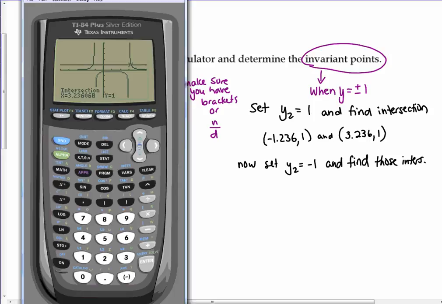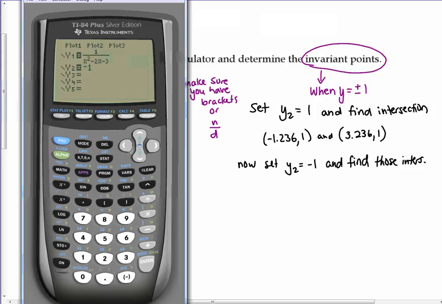So it's less confusing for your calculator if you do one at a time, instead of going y2 equals 1 and y3 equals, unless you turn off the equal signs. All right. Second trace 5. Scroll over. Enter, enter, enter.